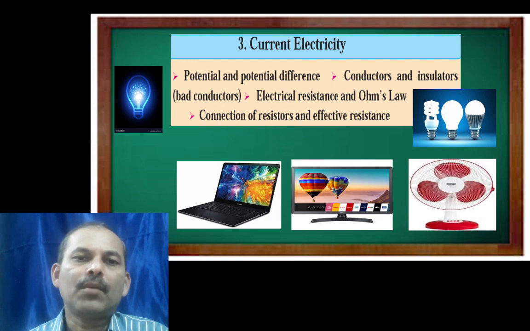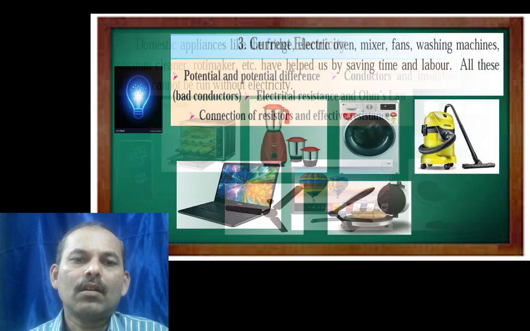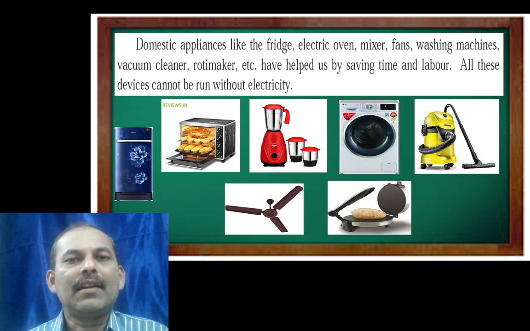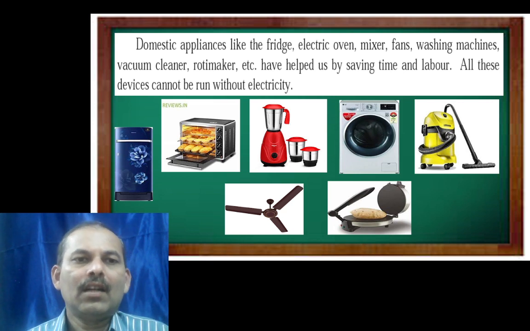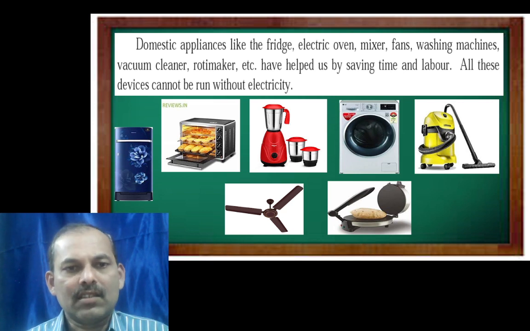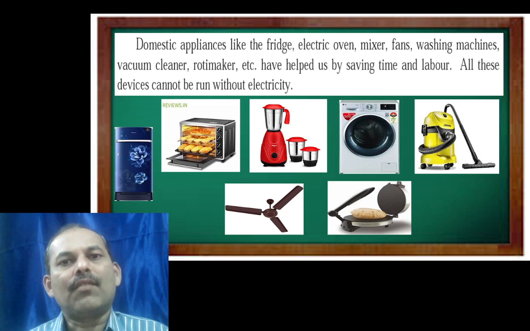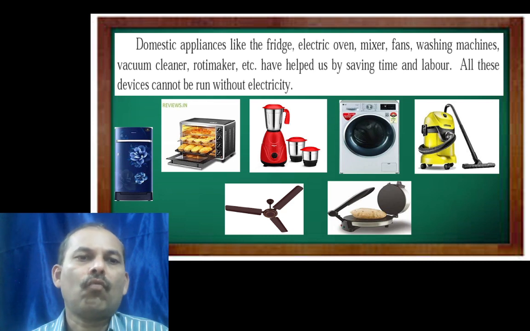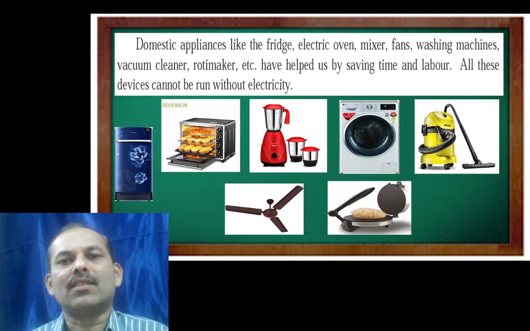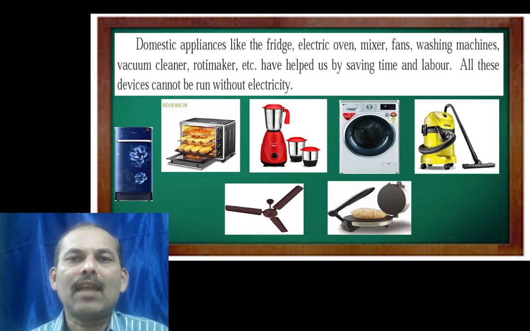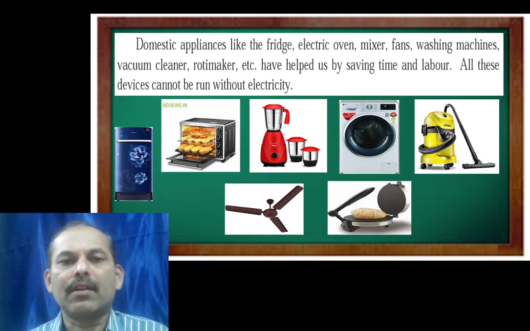First, we will see about current electricity. Domestic appliances like fridge, electric oven, mixer, fans, washing machines, vacuum cleaner, roti maker, etc. have helped us by saving time and labor. All these devices cannot be run without electricity.